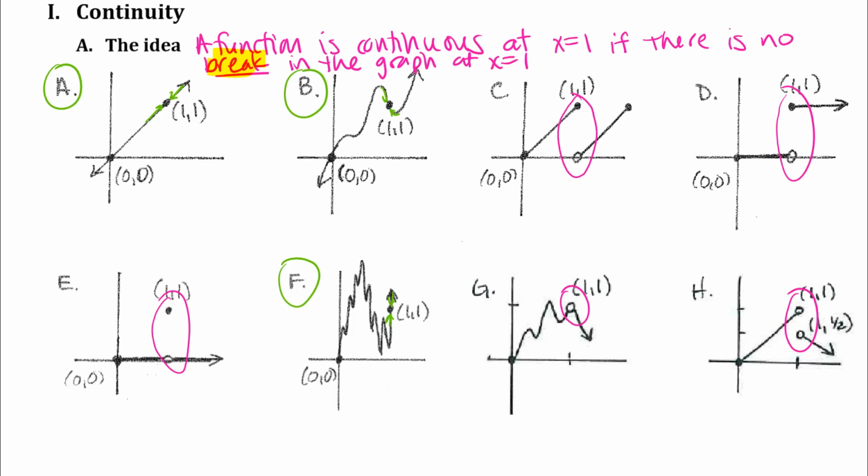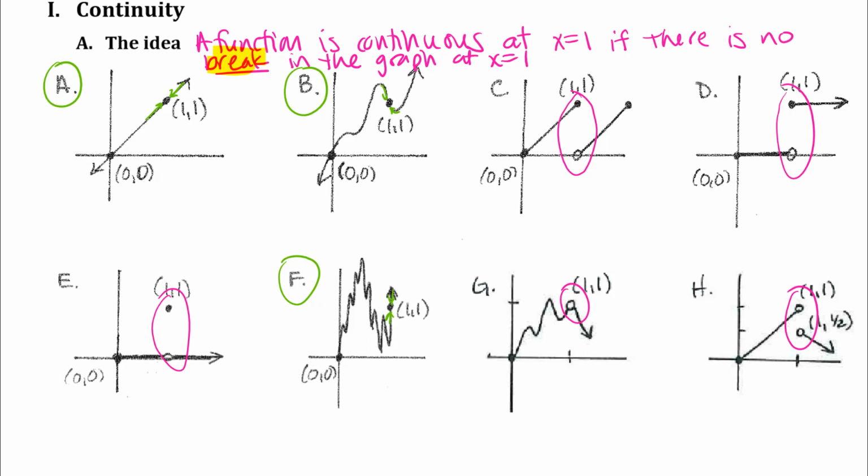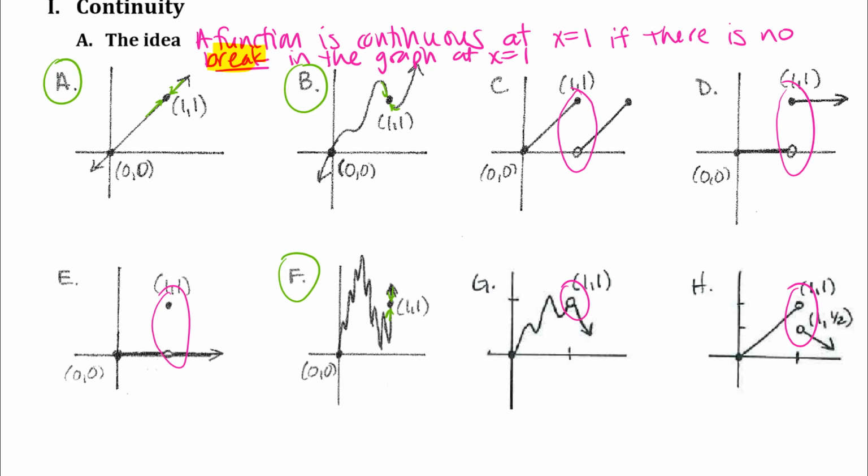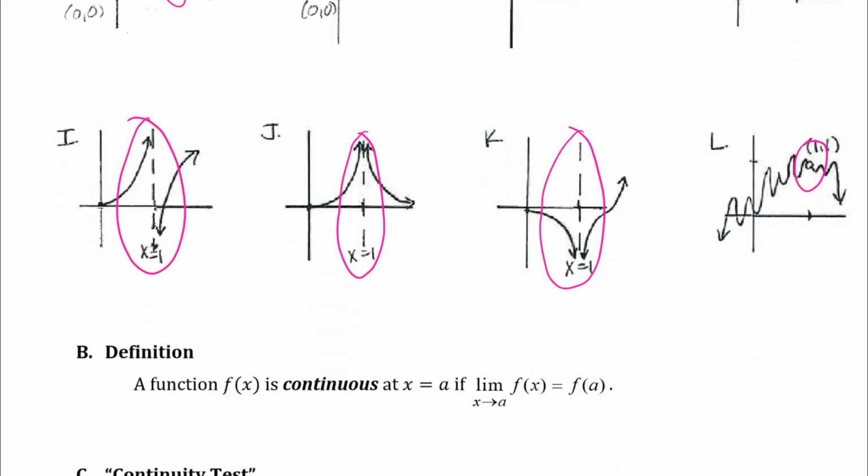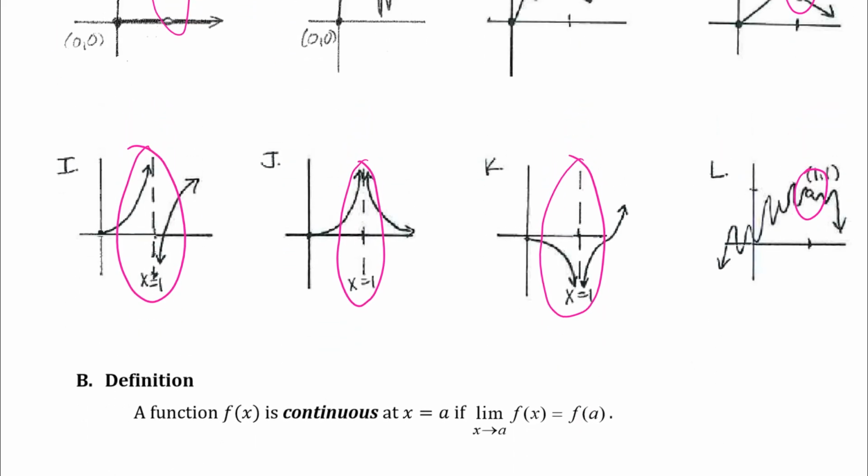All right, so I've alluded to what the definition really is here when I drew these pictures and focused on the point at and around x equals 1, that on these three that I marked in green, notice that at x equals 1 there is a point, and that point is the same as where the graph is headed when x gets close to 1 on both sides. All right, so we've already talked about all of those ideas. We just didn't call it continuity, but if you look down below here, you see the definition of continuity.